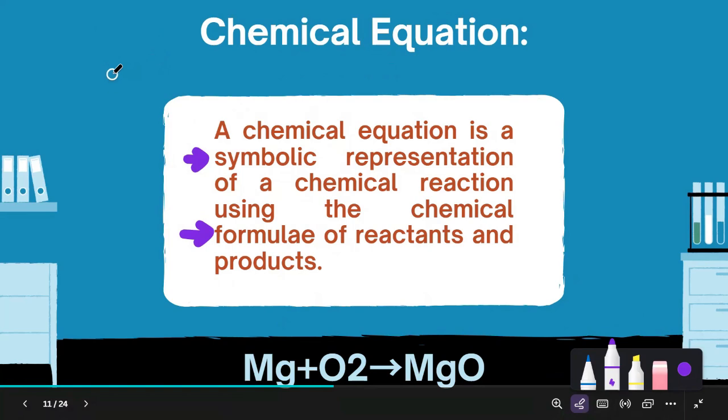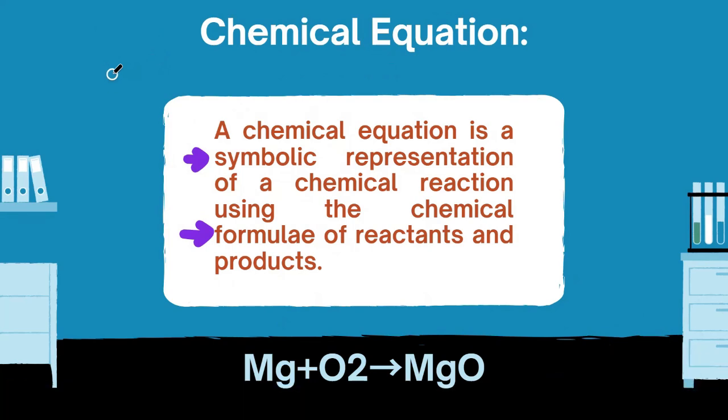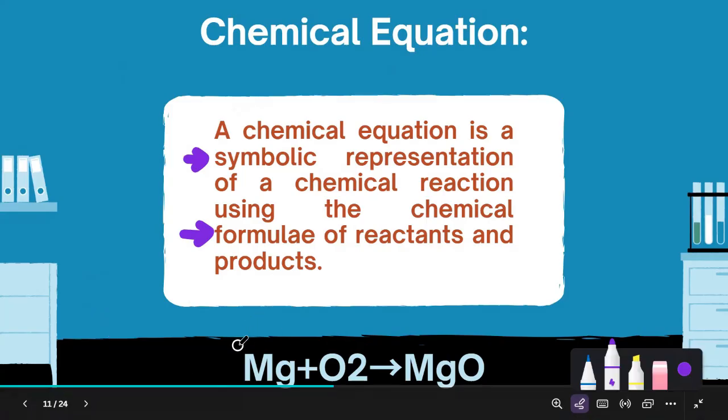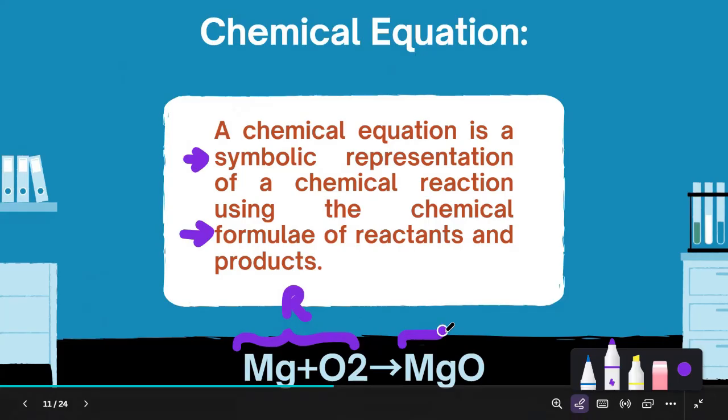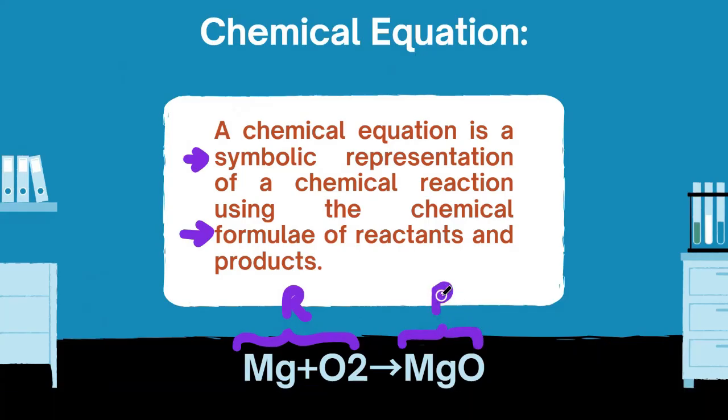Magnesium was reacting with oxygen of air. So, magnesium and oxygen were our reactants. And it was forming a white powder substance, that was magnesium oxide. That is our product. So can you see what we are doing in a chemical equation?